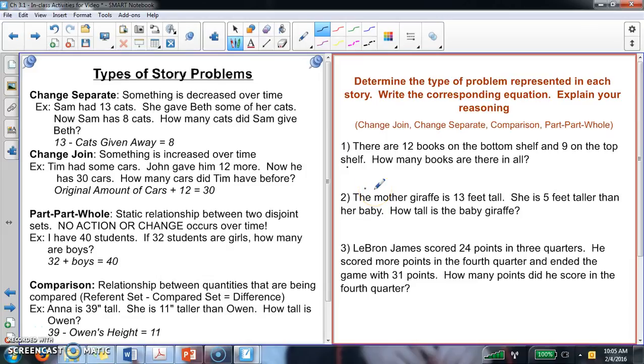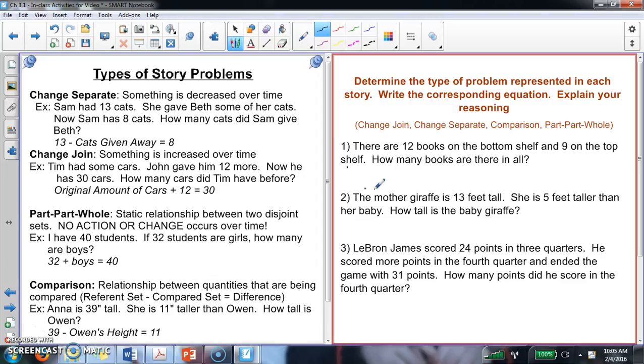So in this video, I'm going to walk through the Chapter 3.1 activities. This is all about trying to determine what's the story problem and how do we write equations for addition and subtraction to help us solve the problem. So the four types are on the left-hand side, and on the right are the first set of problems.